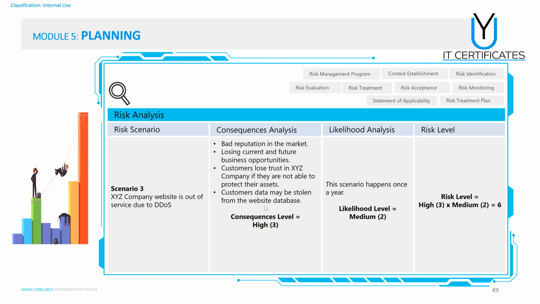For the third scenario, the XYZ company website is down due to denial of service. The consequence level will be 3. The likelihood is that it can happen once per year, which means it's medium level. Then the risk level is 6. This is the way of calculating the risk level for XYZ company.